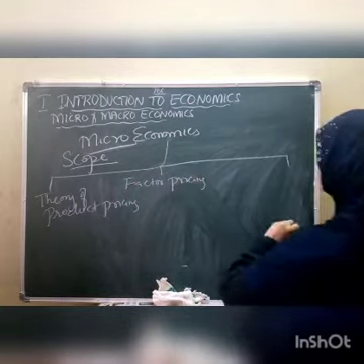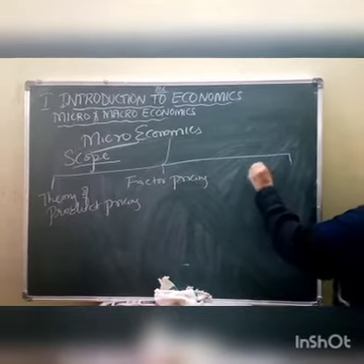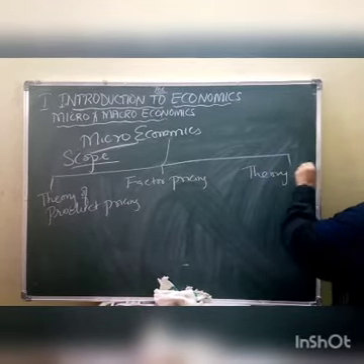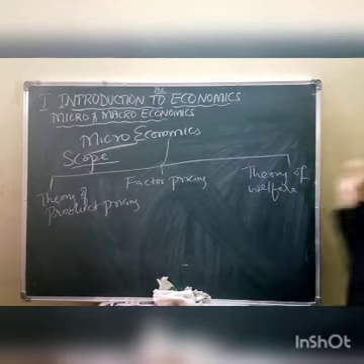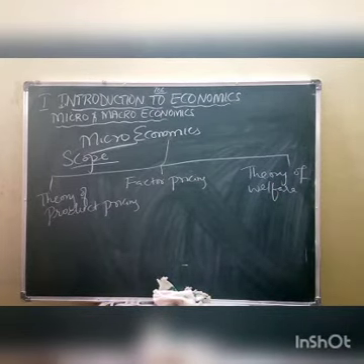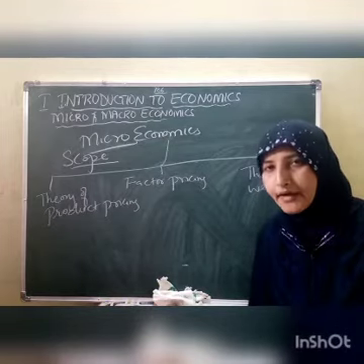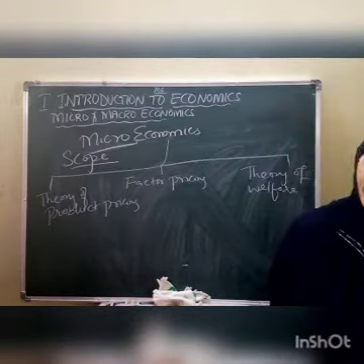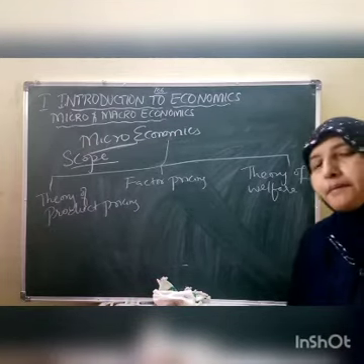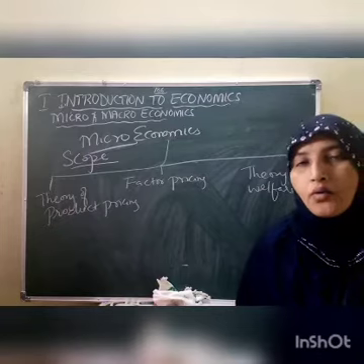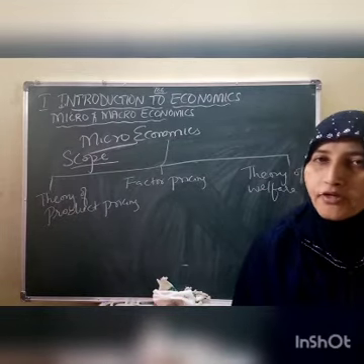And the last theory is theory of welfare. Microeconomics is divided into three scopes, children. That is theory of product pricing, theory of factor pricing and theory of welfare. Theory of product pricing: how we fix the price of the product.